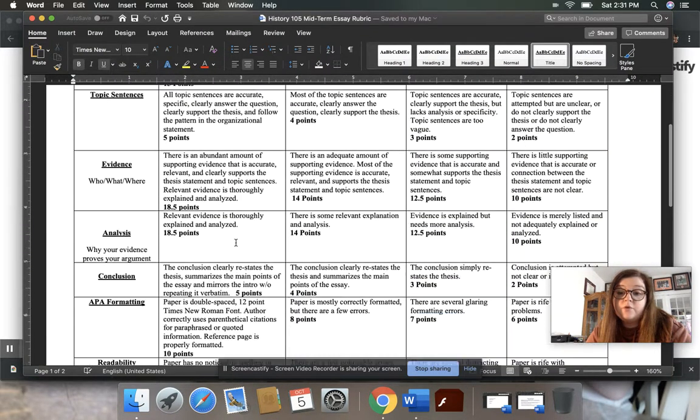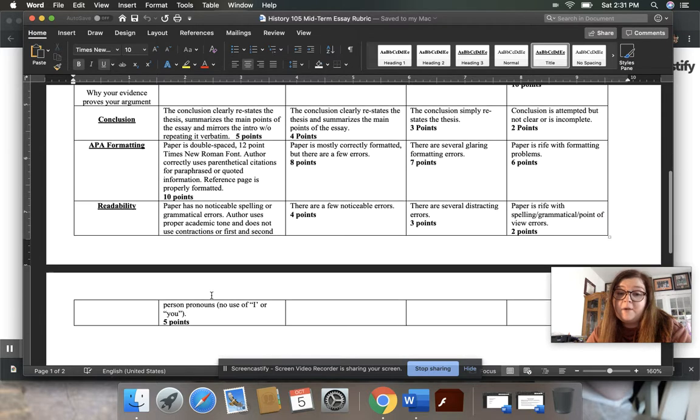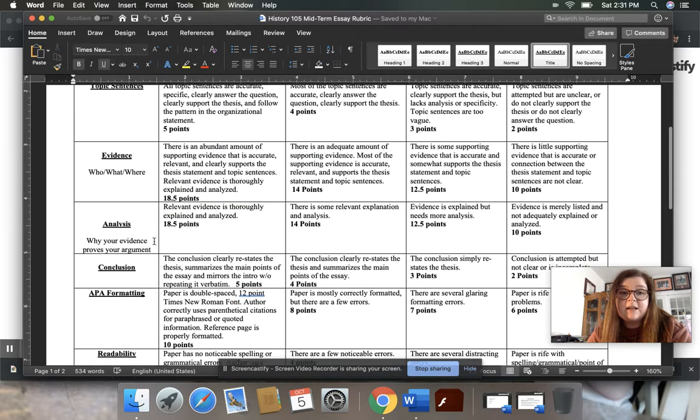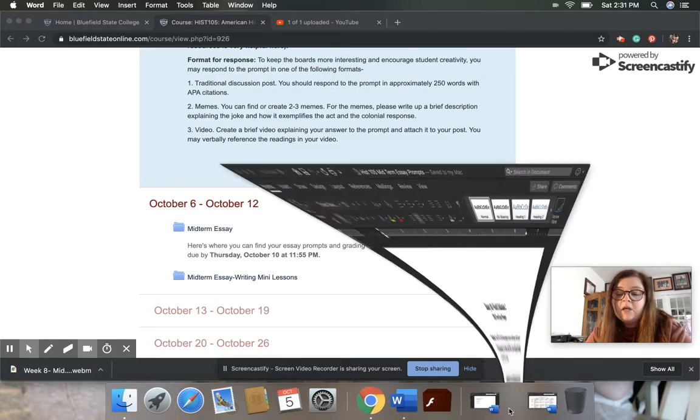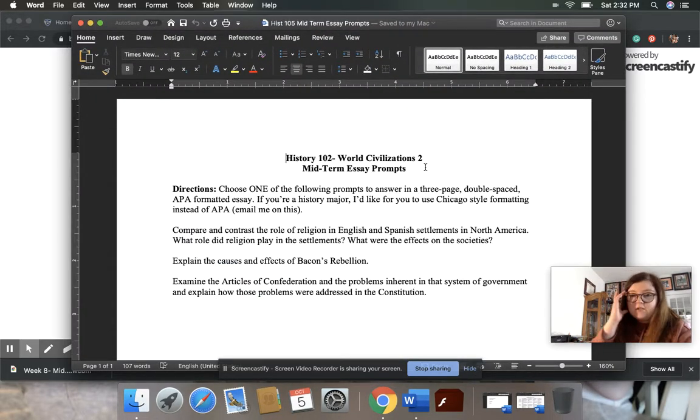The rubric itself, I am guiding you through in these mini lessons how to make sure you're checking off all of these. And so we're going to start with the introduction and setting up our time in history, as well as making sure we have a good thesis statement. So the first thing you're going to do, obviously, is you need to look at the essay prompts and decide which one of these three prompts you would like to explore.